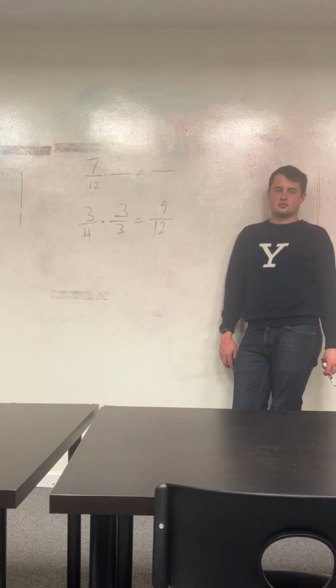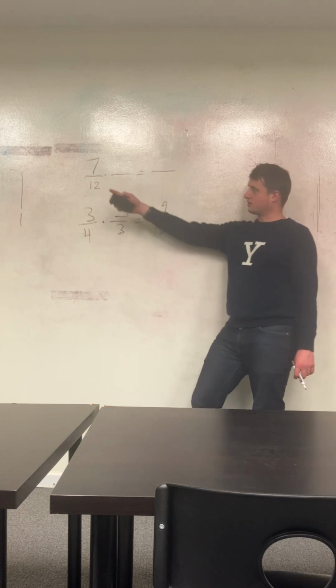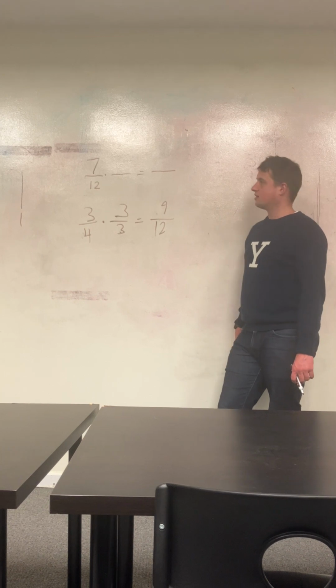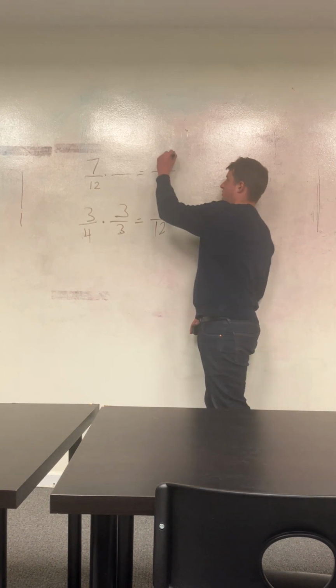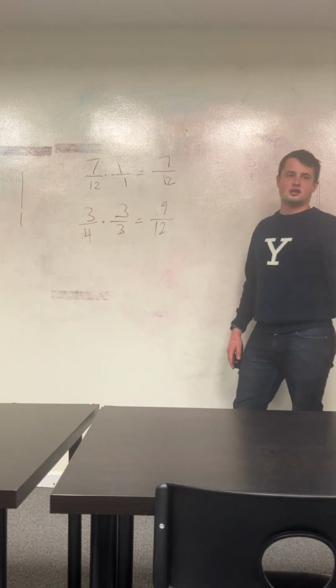Multiply by... No, you don't have to do it by anything. We have a 12, we have a 12. We're there. See? So then the top would be just 7 over 12. I mean, technically, we could say you multiply by 1 over 1, because that's 1.